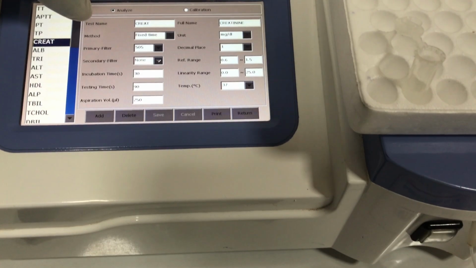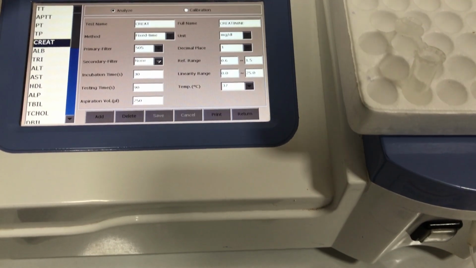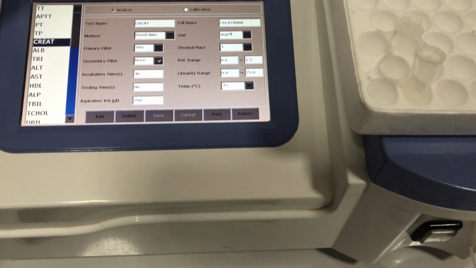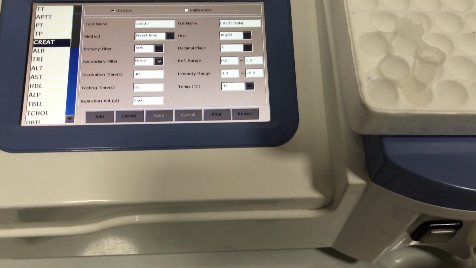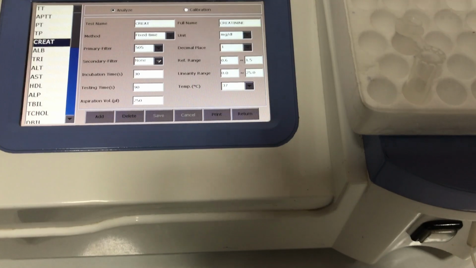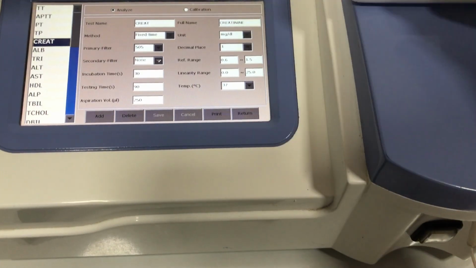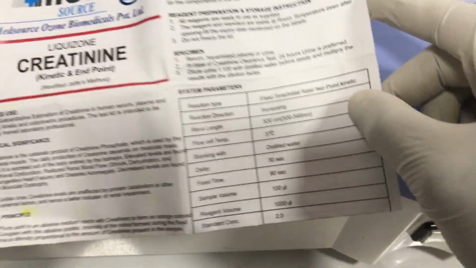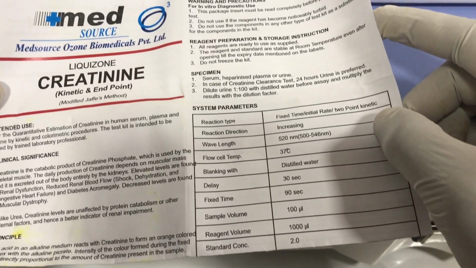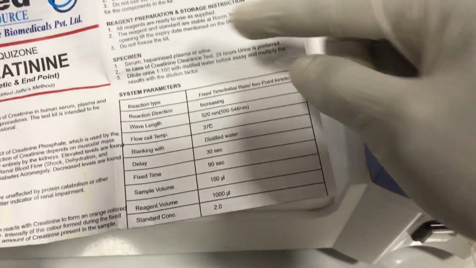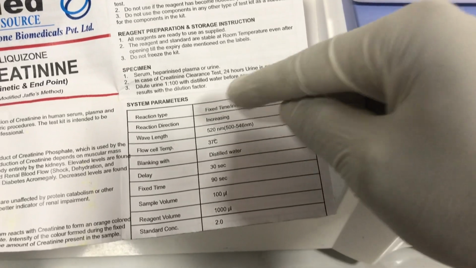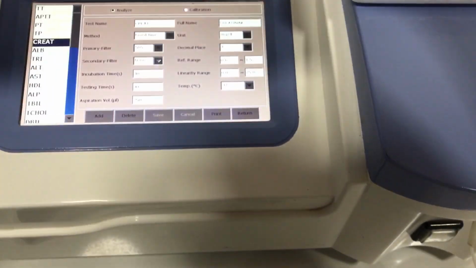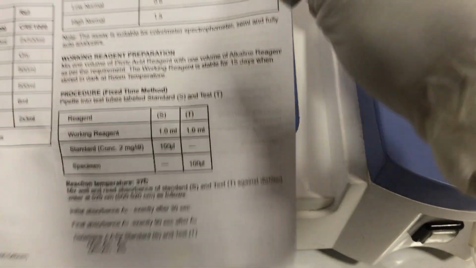So creatinine is a fixed time, or if you want 2-point kinetics. Good. And you get all this information from the reagent insert. So this is the reagent insert for the MedSource reagent, and then this is the system parameter. So all this information here has to be inputted into the machine.